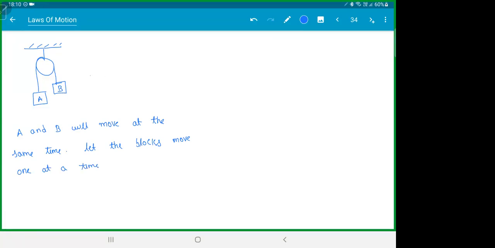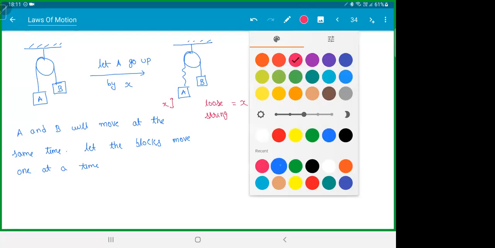So this is what we do. First, let only A go up. I know that's not possible technically, but you can always imagine that. So if A goes up, what will happen? The string will actually become loose like this. So when this thing goes up by X, we have the loose string. This method is more of visualization than actually a proper physics thing.